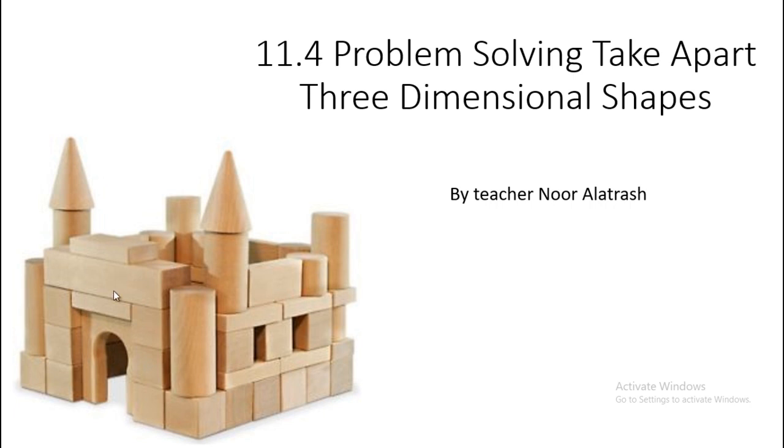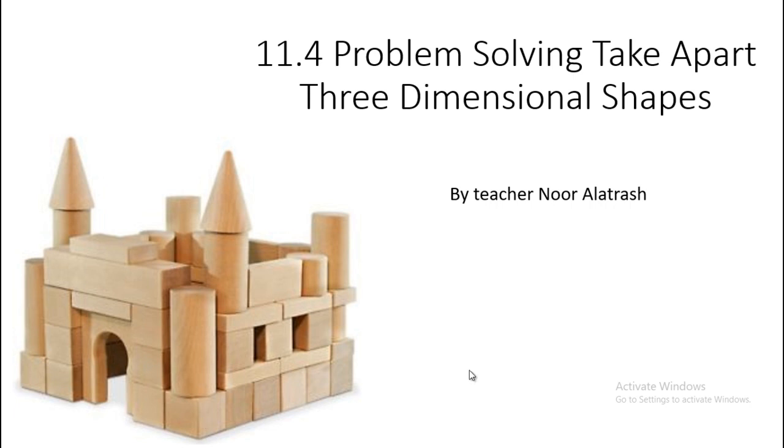How about this shape here? What's the name of this shape? A rectangular prism. Memorize rectangular prism, cone, cylinder, cube, and the ball we call it a sphere.